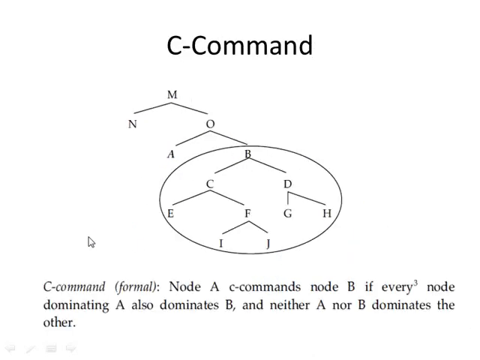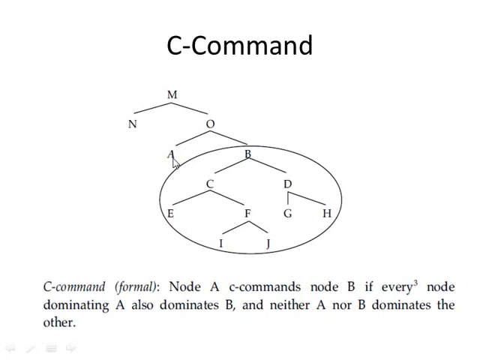Okay, now let's talk about sigmen. Nah, ini adalah hal yang penting sekali untuk diperhatikan. What is sigmen? Nah, sigmen itu tidak bisa didefinisikan ya. But you need to understand how to identify sigmen. Okay, have a look at this one. This tree. So sigmen, node A sigmens node B, if every node dominating A also dominates B, and neither A nor B dominates the other.